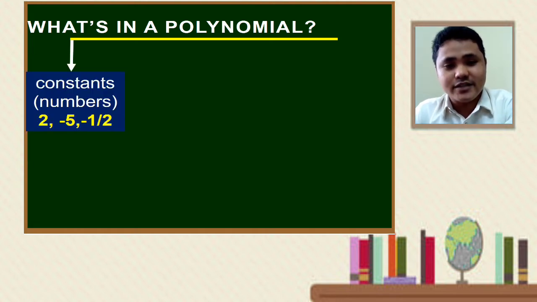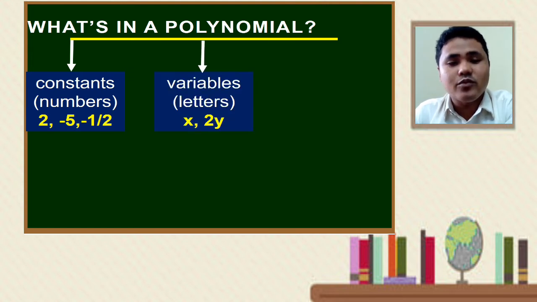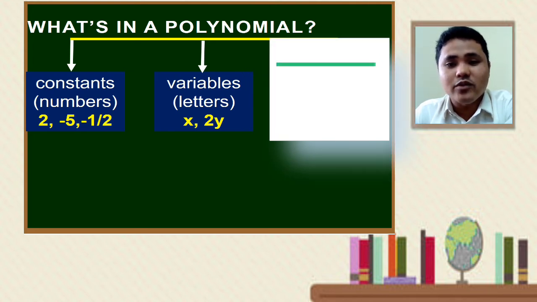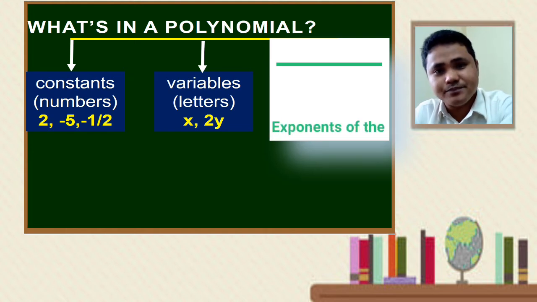First, it has constants. Constants include all real numbers. Then we have variables. That includes all letters of the alphabet. Then the third one is the exponents of the variable must be whole numbers. So start with 0, positive 1, positive 2, and so on and so forth.